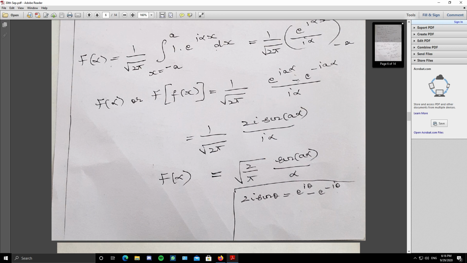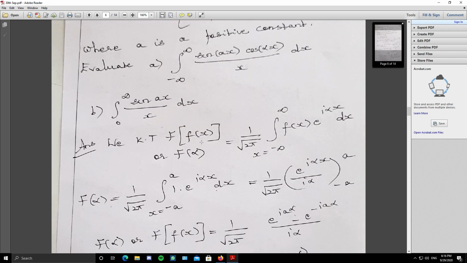E power I theta minus e power minus I theta is 2i sin theta. In place of theta you have a alpha. So 1 by root of 2 pi, 2i sin a alpha by I alpha. I gets cancelled and 1 root 2 will get cancelled. So f of alpha is root of 2 by pi, sin a alpha by alpha. So this is the transform of this function.